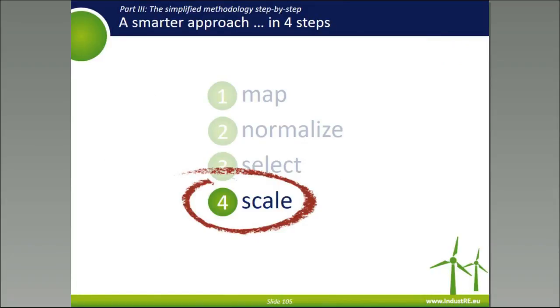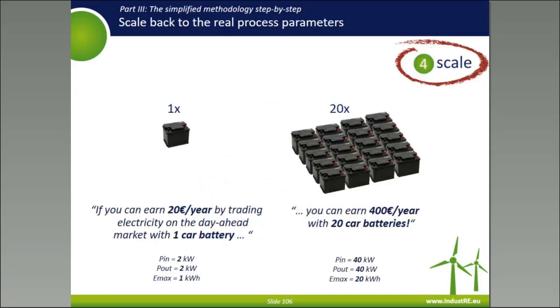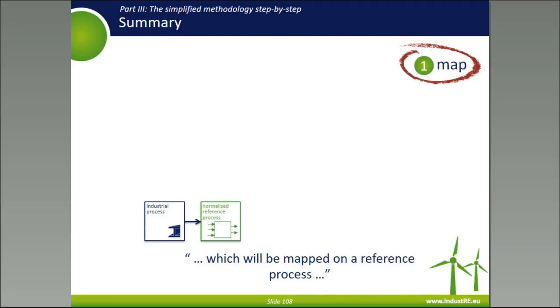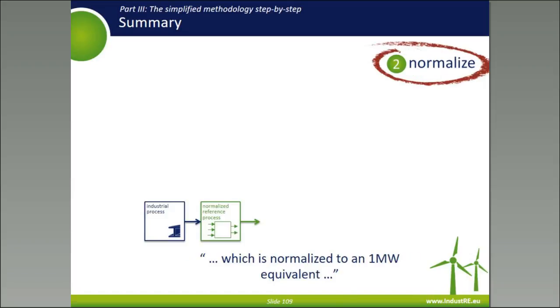And the last step is, of course, scaling back. This exercise, we build it in a normalized world. We have normalized everything to 1 megawatt hour, and so on. So the trick again, if you have 20 batteries, of course, you have to multiply with the according number. So to summarize, you start from an industrial process. You map it on a reference process, and for all these, in the reference process, you normalize.